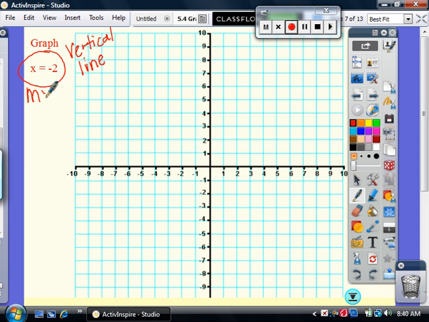Alright, so this has no slope. Another way to say that is undefined.